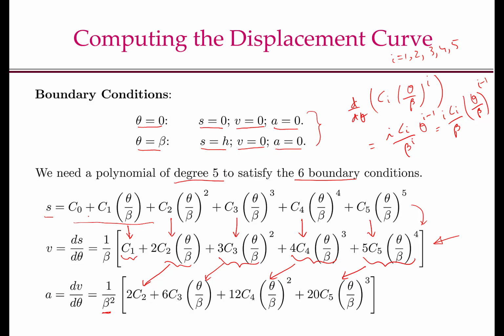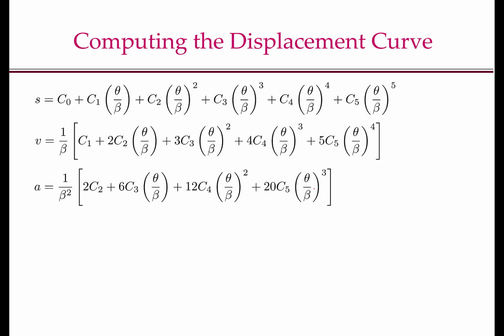Now that I have the expressions for V and A, I will use the boundary conditions to get the unknowns C0 to C5. These are the three expressions for displacement, velocity and acceleration that we obtained in the previous slide. At theta equal to 0, S equal to 0. So substitute theta equal to 0 in this first equation here. Each one of these terms is 0.